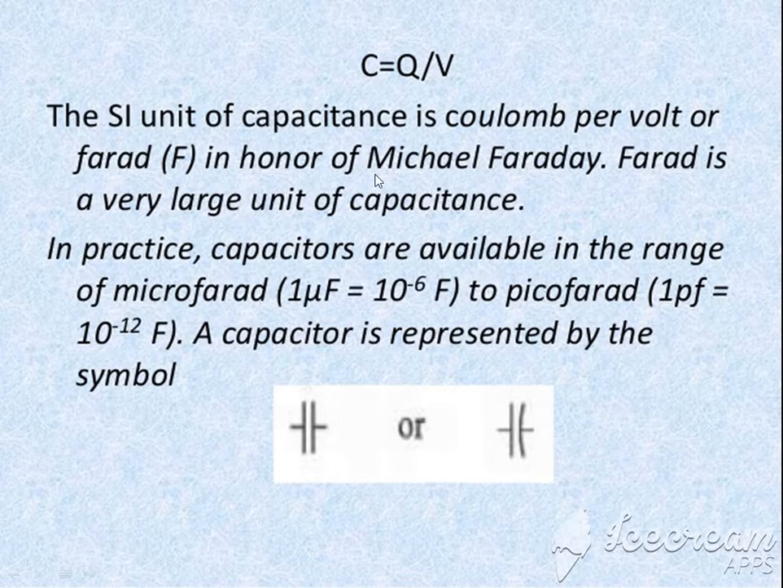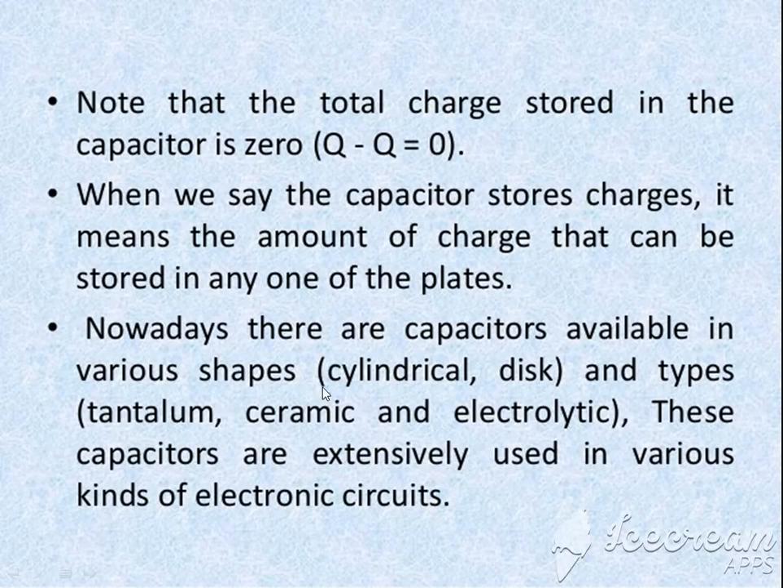Farad is a very large unit of capacitance. The practical capacitors that are used are in this range. It is represented by the symbol. It should be noted that the total charge stored in the capacitor is 0, that is Q minus Q is equal to 0. When we say that a capacitor stores charge, it means the amount of charge that can be stored in any one of the plates.